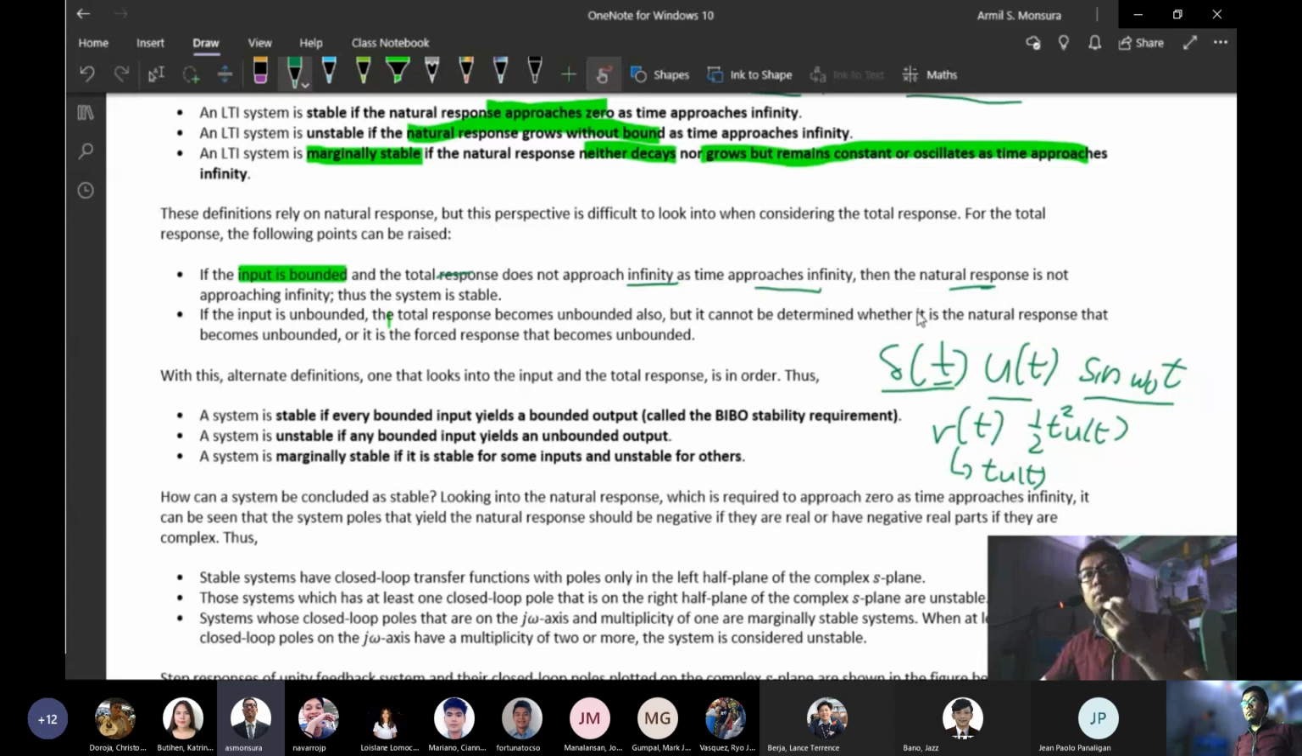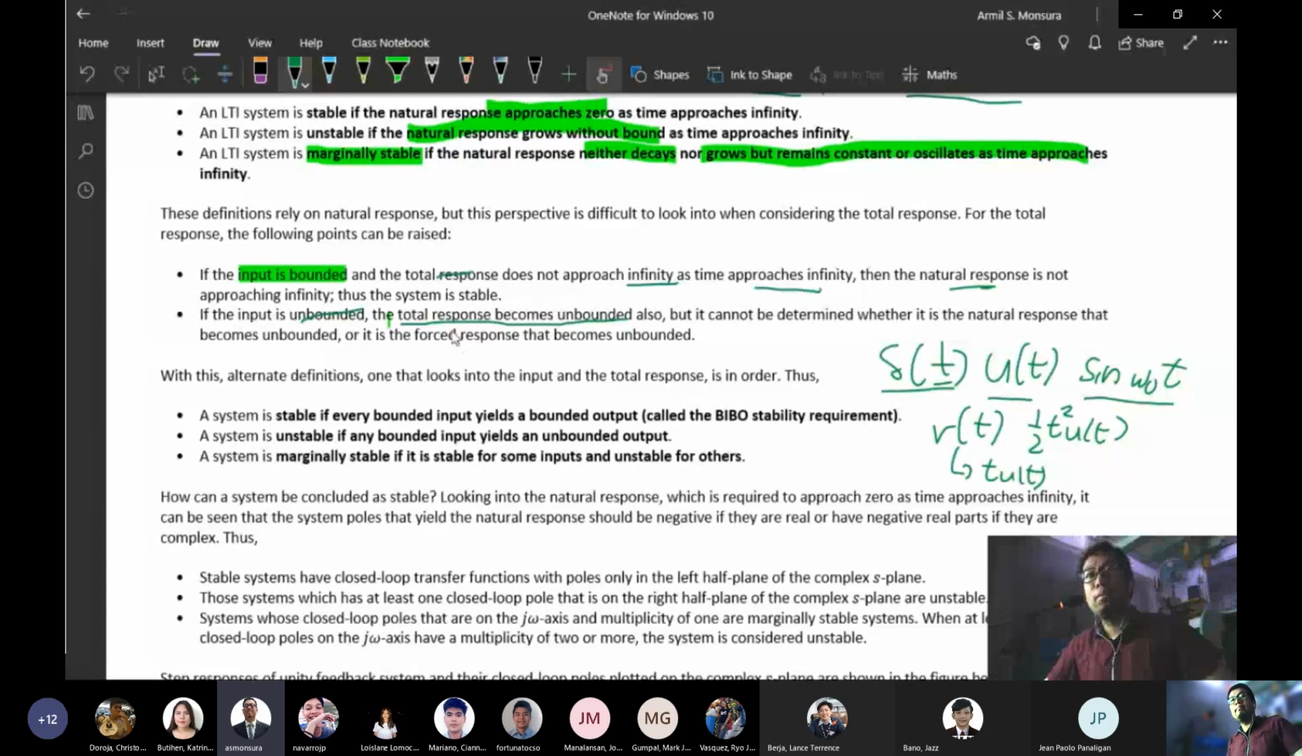Okay, para masabi nyo na yung system niyo ay stable. Otherwise, kung ang input nyo ay unbounded, obviously, yung total response nyo should also become unbounded. Kaya lang, in that case, hindi natin masasabi ngayon kung nag-decay ba sa zero yung natural response niyo. So therefore, wala tayong conclusions dito. Basta sigurado tayo, kung bounded yung input, dapat bounded din yung output. Yun yung sinasabi natin. Pero kung unbounded yung input, hindi natin masasabi ngayon kagad outright kung stable yung system nyo o hindi.